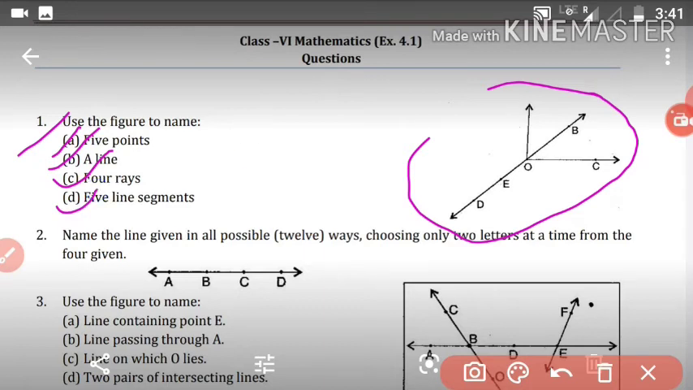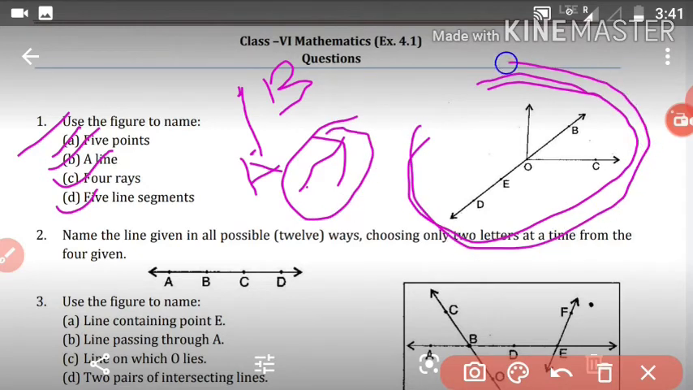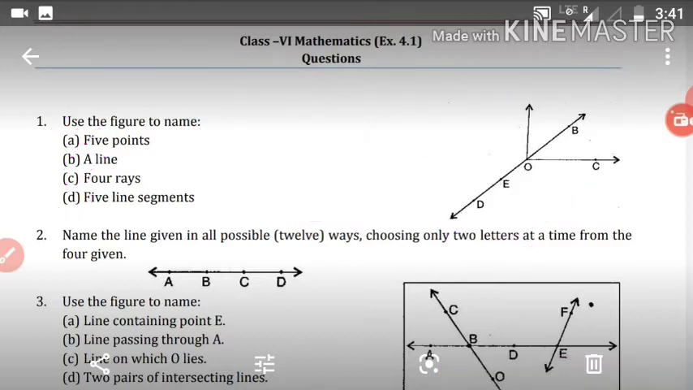Points means, if I make one point, now this is point A, isn't it? Now again one more point I will write here, B. Now if you join them, this will become a line segment. Now if I write one point here and give it like this, then this is a ray, isn't it? So from this figure you have to say 5 points and a line, 4 rays and 5 line segments.